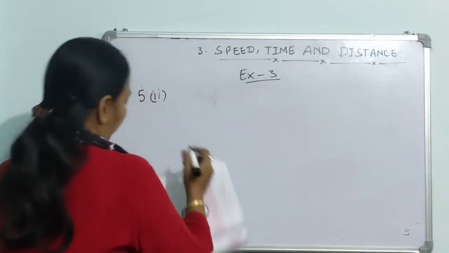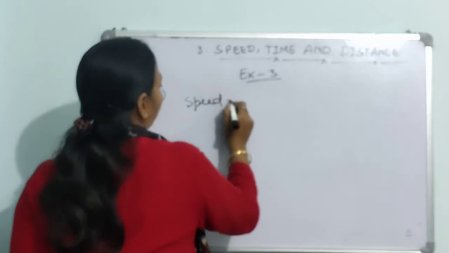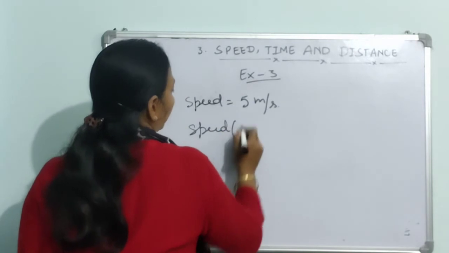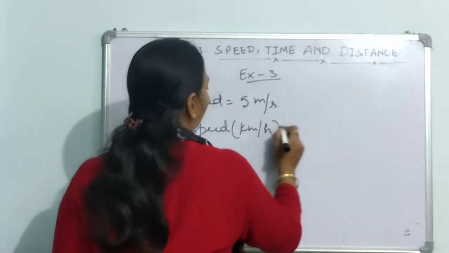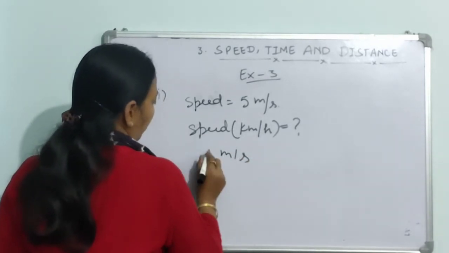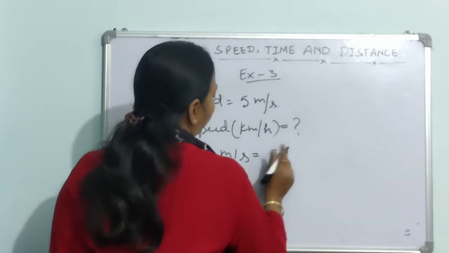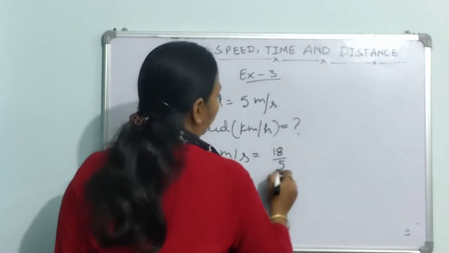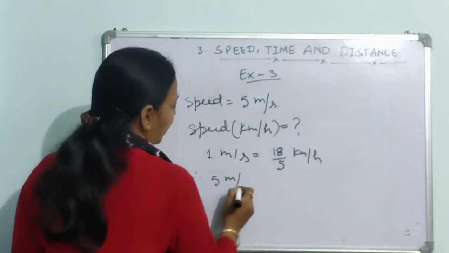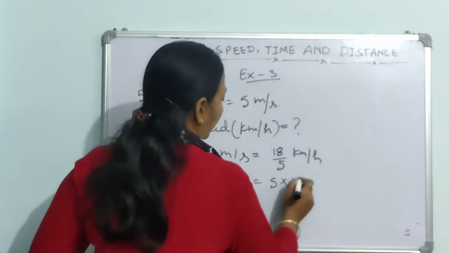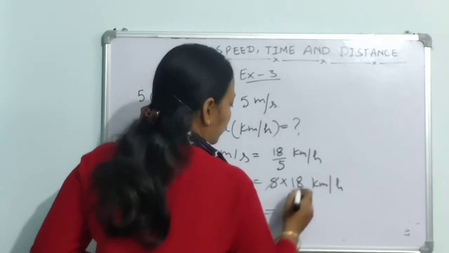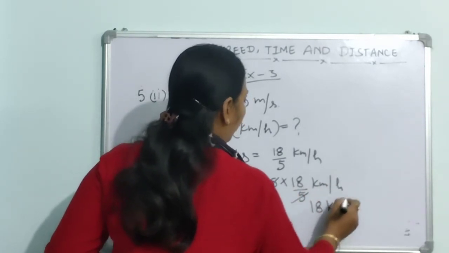So speed here is given, 5 meter per second, and you have to find the speed in kilometer per hour. So you know how to change this. 1 meter per second is equal to 18 by 5 kilometer per hour. Therefore, 5 meter per second is equal to 5 into 18 by 5 kilometer per hour. 5 cancel. Simply 18 kilometer per hour is your answer.